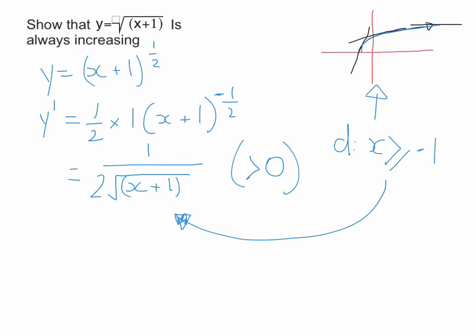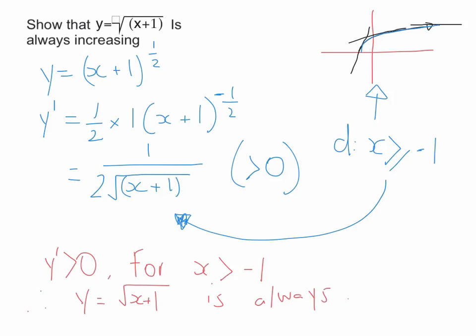well, straight away, if I put in any value here that's bigger than negative 1, then I'm going to end up with a positive answer. So that means that y dash will be greater than 0 for x greater than negative 1. So therefore, y equals the root of x plus 1 is always increasing.